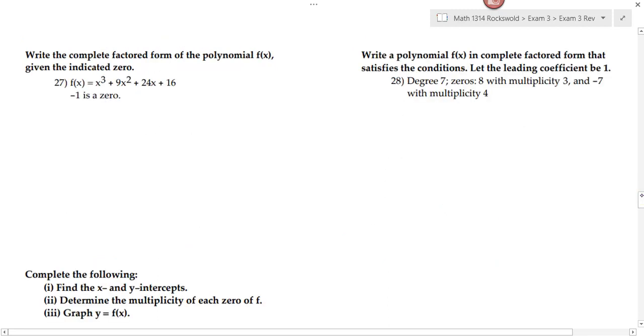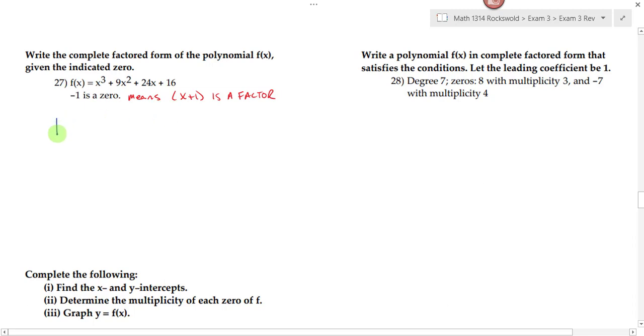On 27, we're asked to write the complete factored form of the polynomial given the indicated 0. So here we're given a 0. That 0 means that what will be a factor? It means that x plus 1 is a factor if this is a 0. So then I could take this cubic function, divide it by x plus 1, and that'll work that cubic function down to a quadratic function that hopefully I can figure out how to factor.